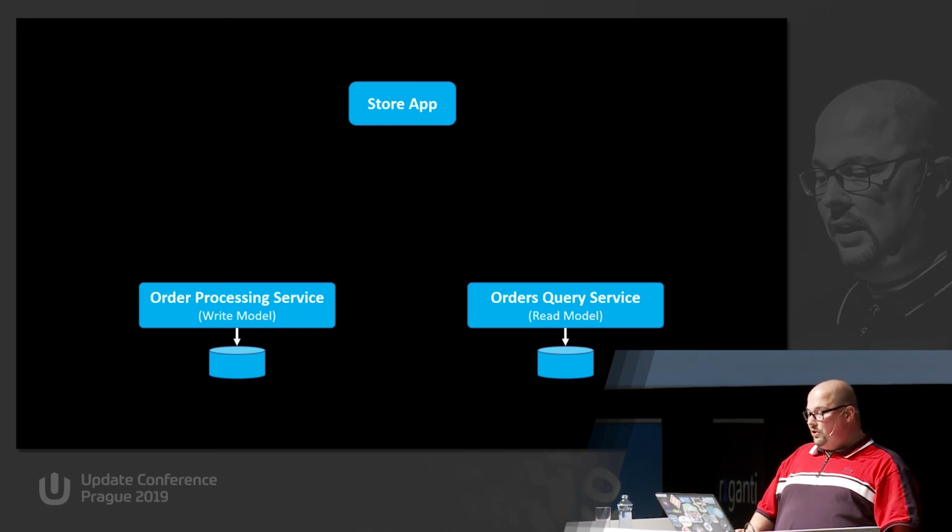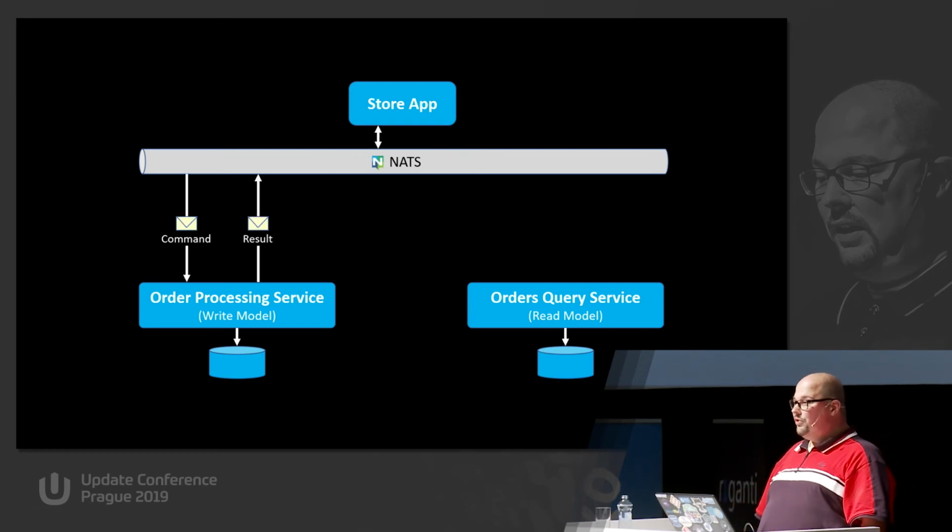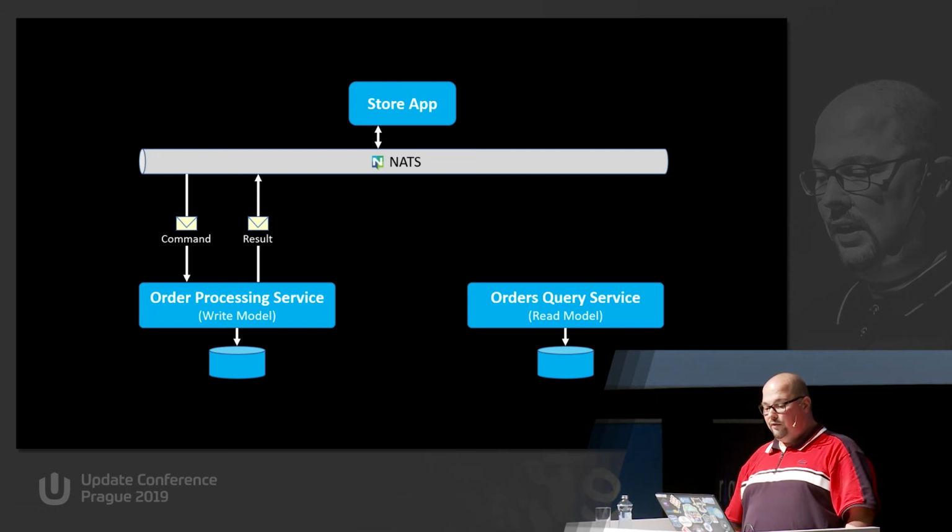So to let these services communicate with each other, I just put in between a NATS server. And when I order something, that's a command, like order a book or whatever, I just send a message to NATS, and I have the order processing service listening to subjects. And it will just be sent to the order processing service. And then the order processing service will send the result back.